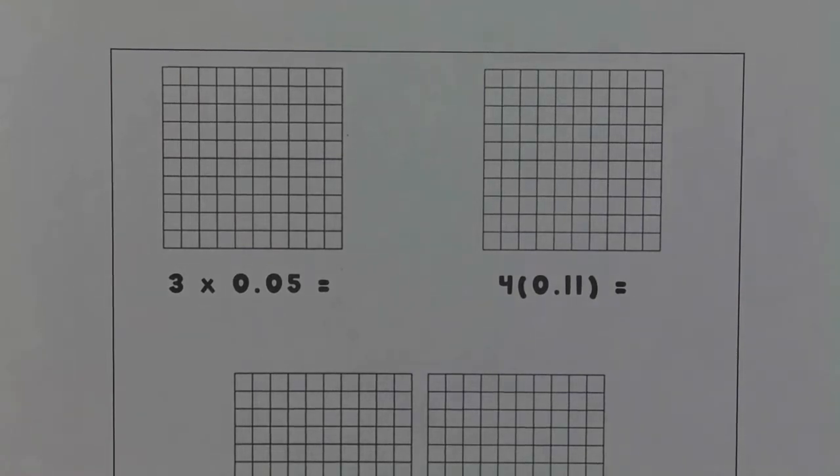All right, so let's talk about multiplication when I am multiplying a whole number by a decimal. Okay, first thing we're going to talk about is the models and conceptually, what are we doing? What does this look like?